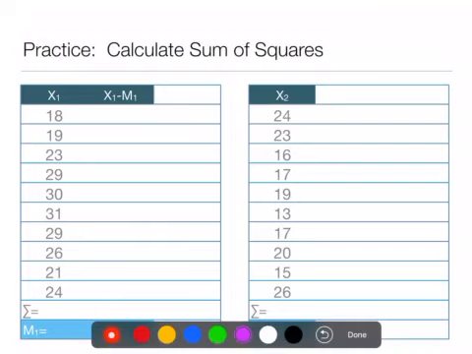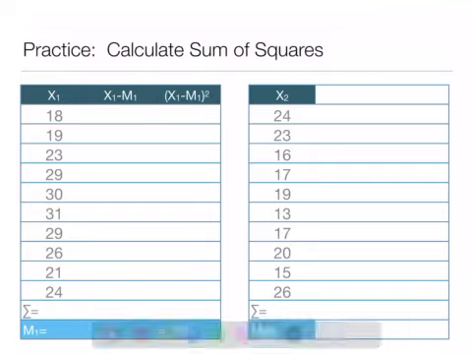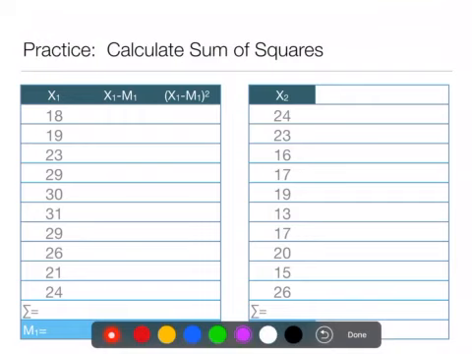Okay, so now we're going to go through the actual calculation part. We're going to calculate the sums of squares for each group. When we calculate the mean of 18, 19, 23, 29, 30, 31, 29, 26, 21, and 24, we get a sum of 250 and a mean of 25. What we'll do is subtract that mean from each. So 18 minus 25 is equal to -7. And we'll just do that all the way down.